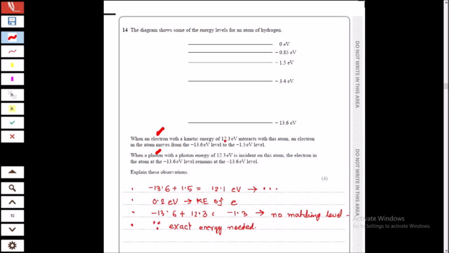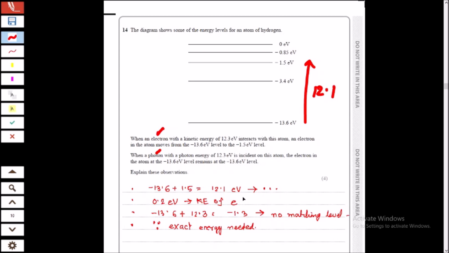When we introduce an electron of 12.3 electron volts, 12.1 electron volts is used to transfer this electron to this level. So 12.1 is used to transfer the electron from here to here. What happens to the remaining 0.2? The remaining 0.2 becomes the kinetic energy of that incoming electron. The electron that we introduced gains that 0.2 electron volt as its kinetic energy.